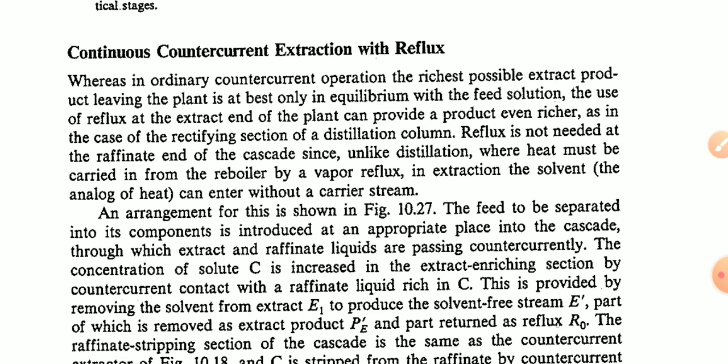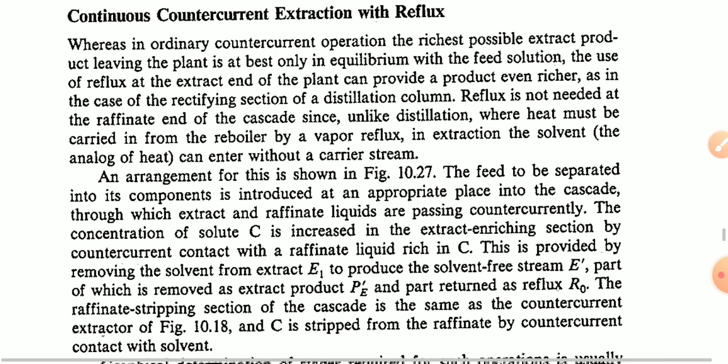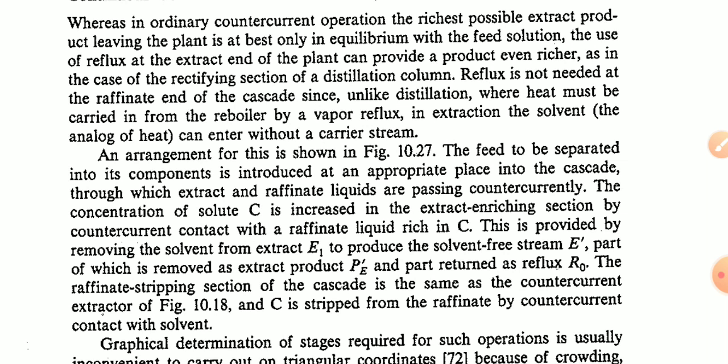Now, reflux is not needed at the raffinate end of the cascade, unlike in distillation, where heat must be carried out in the reboiler system by vapor reflux. In extraction, the solvent, the analog of heat, can enter without a carrier stream. An arrangement for this is shown in figure 10.27.